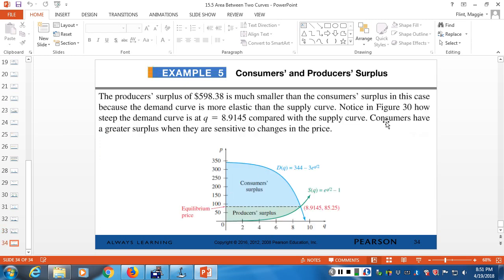So the producer's surplus of $598 is a lot smaller than the consumer's surplus, and that's another actual example of elasticity. It's because the demand curve is more elastic than the supply curve is. So the demand stayed pretty elastic, but the supply curve was pretty steady, but it didn't have much room to give because they had greater constraints.